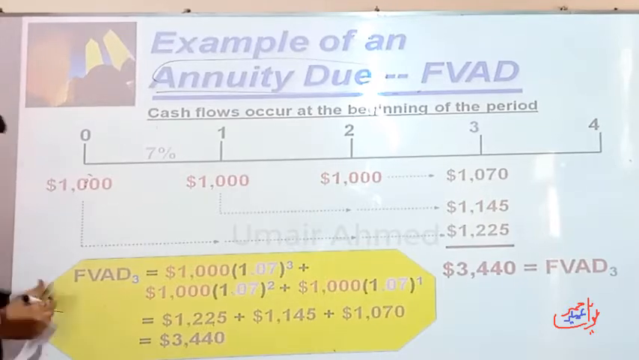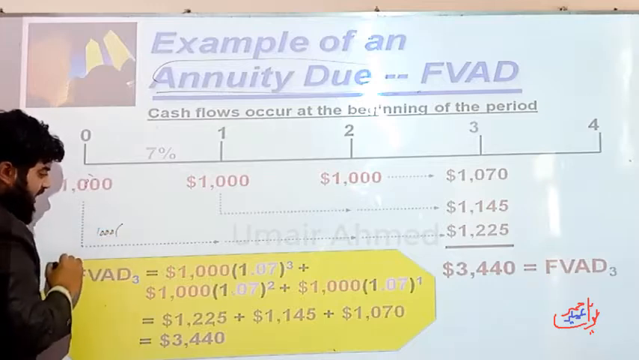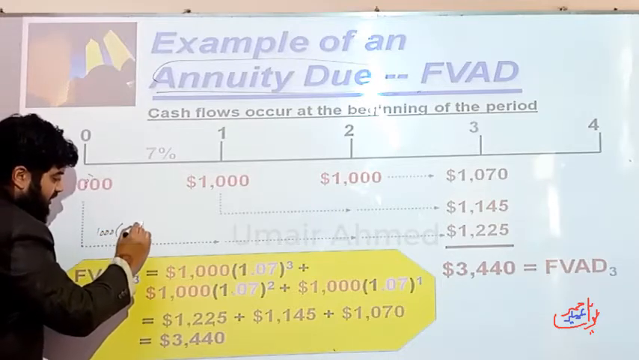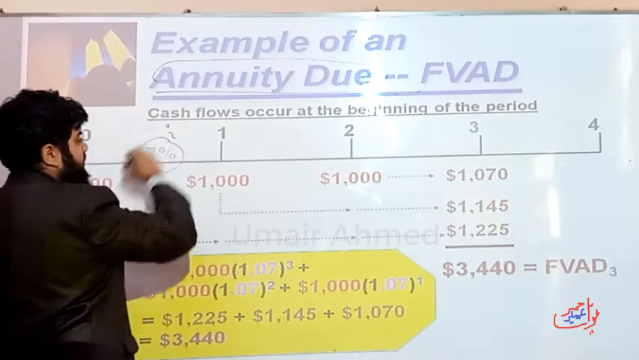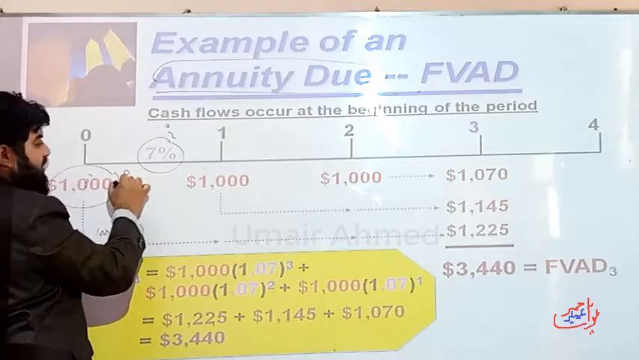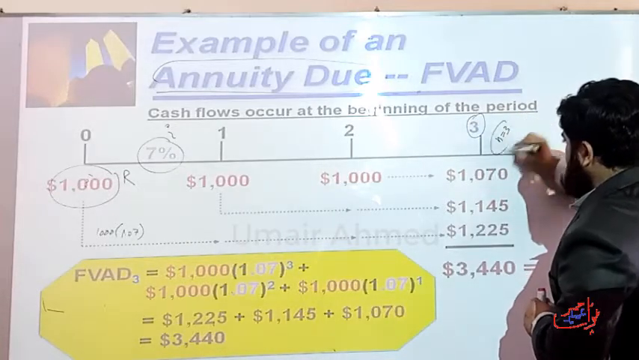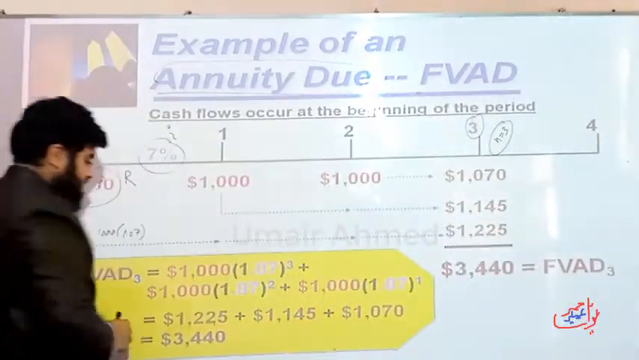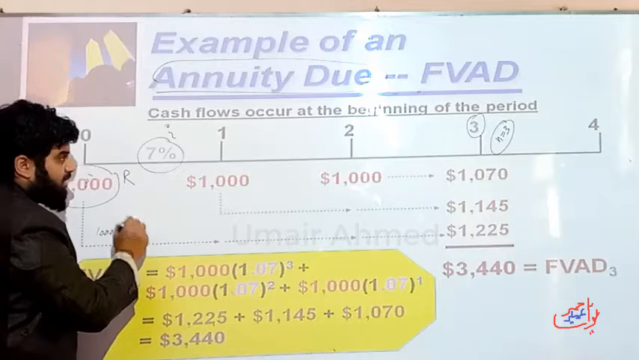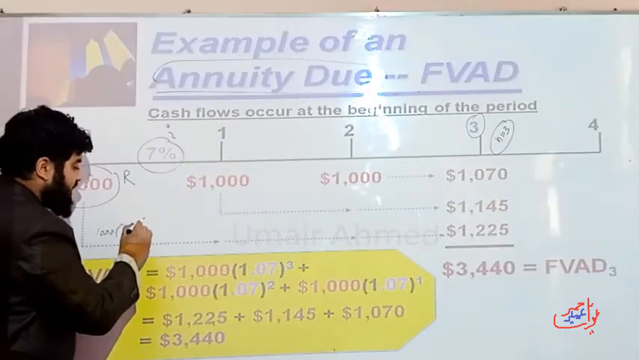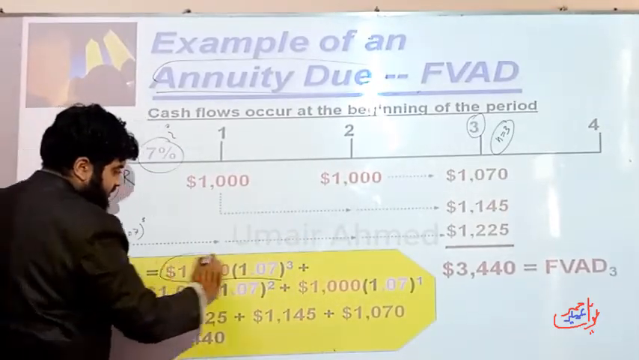Let's see. For the first year, how to calculate it? 1000 multiplied by 1.07 to the number of years. Okay, first collect the data: the interest rate, R, and how many years? So n is equal to 3. Number of years is equal to 3. Let's see, 1000 multiplied by 1.07, and how many years do we have? 3. So we have to write 3 here. Okay, so the amount will be the result of this.